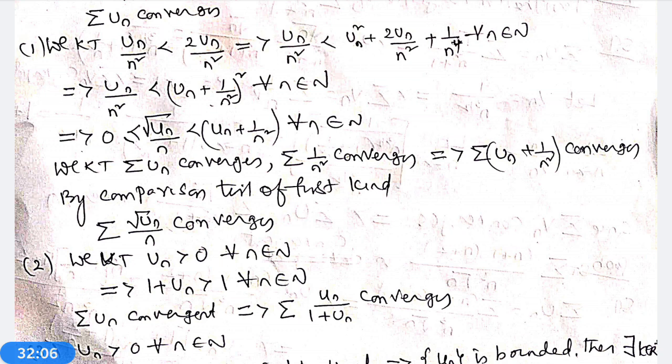Third one. Un greater than 0 for all n belongs to capital N. Sigma un convergent, that is limit n tends to infinity un is equal to L, implies sequence un is bounded. Then there exists k belongs to R plus such that un is less than or equal to k. This implies un square less than kun. This implies sigma un square convergent by comparison test of first kind.